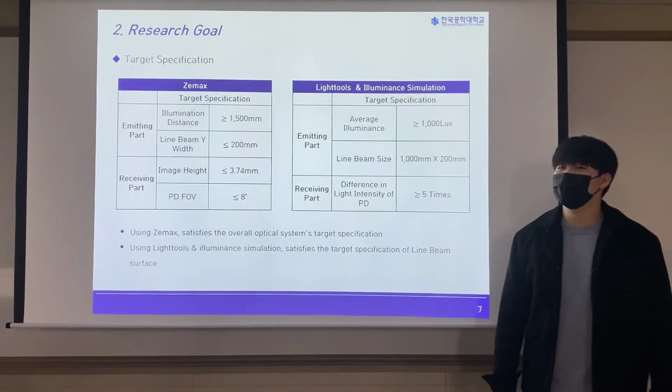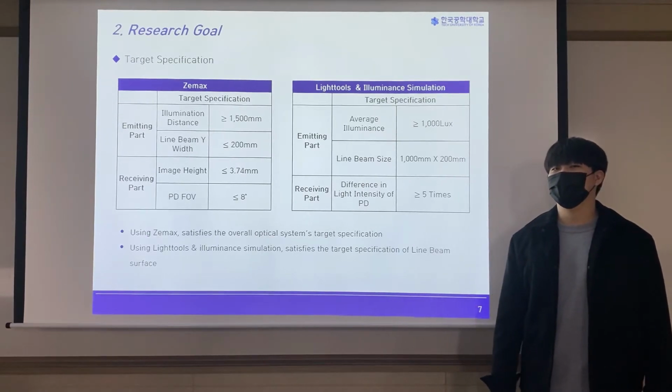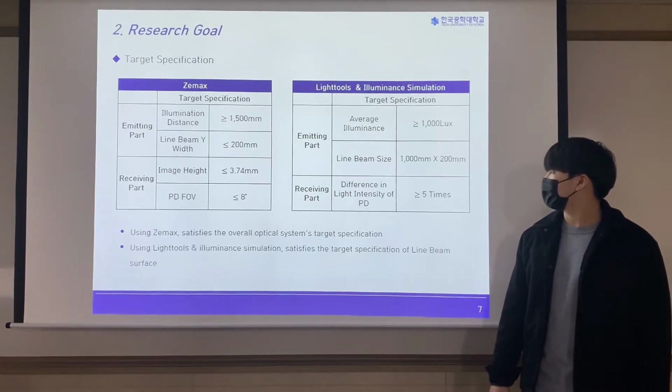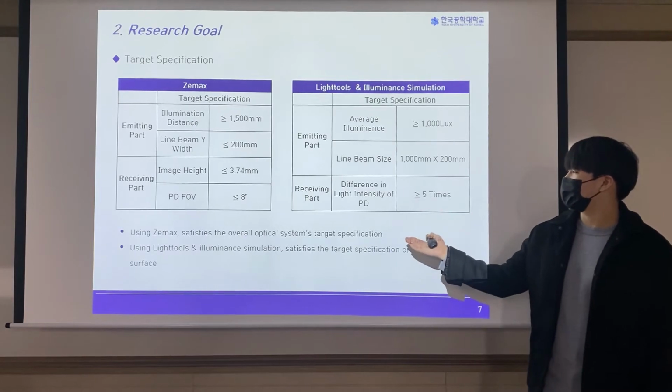Finally, to create a line beam that enables object recognition, we aim to make the difference between the intensity of entering light at the PD when there is an object or not more than 5 times.